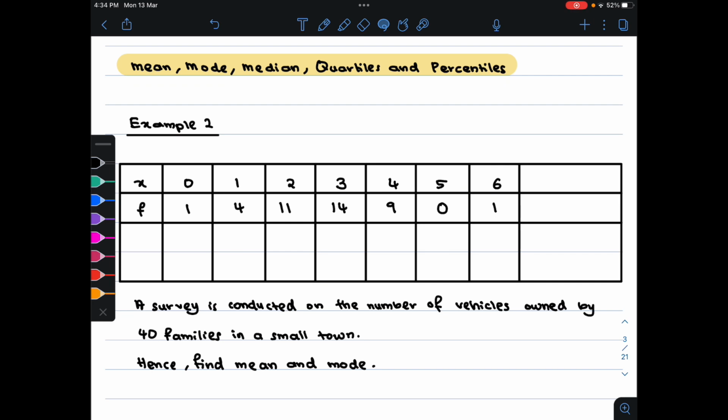And for example 2, we are given this table where it says a survey is conducted on the number of vehicles owned by 40 families. So 40 families mean the total number of data. Therefore, your n, or the sum of frequency, is 40. And for the number of vehicles, this will be your data x. So as you can see in the table, for x, the values are from 0 until 6. And f here means frequency. So for this question, we need to find the mean and the mode.